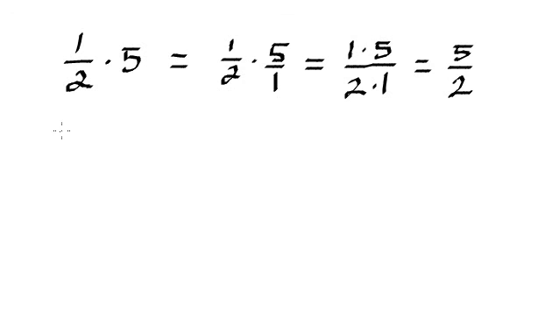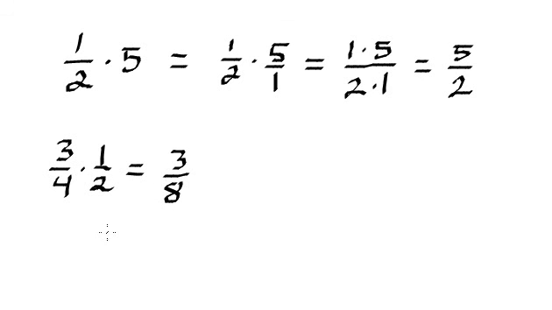So that's simple enough. What if we had 3/4 times 1/2? You would multiply 3 times 1, which is 3, and 4 times 2, which is 8. So remember, this is an improper fraction because the numerator is greater than the denominator, and here we have a proper fraction.